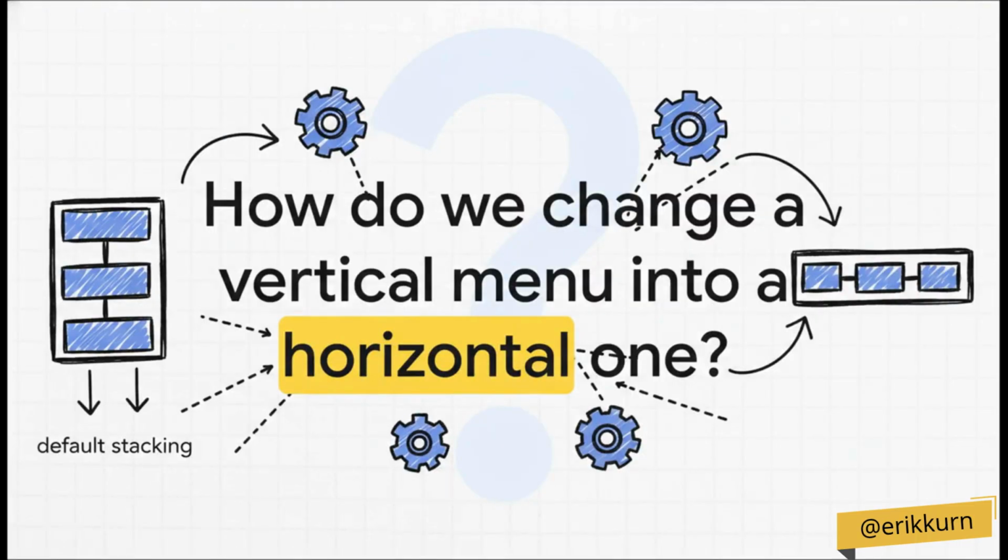Okay, so we've hit our first common problem. We built our menu using a list, right? But by default, each list item just stacks on top of the next one, vertically. I mean, that doesn't look like any menu bar I've ever seen on a website. So how do we fix it? How do we get them to line up nicely in a row, side by side?